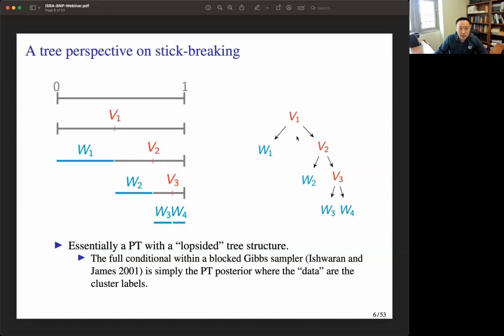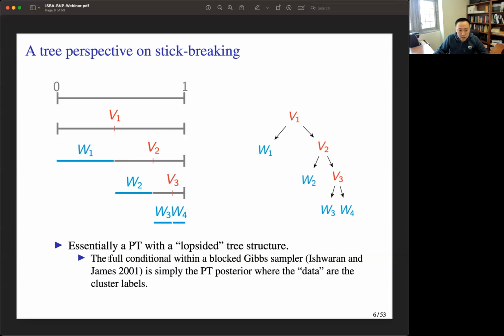Now, the interesting part is that if you view the stick-breaking from a tree perspective, it is also a tree, although it's not a symmetric tree. It's a tree that sequentially divides up the unit interval, essentially under the Ishwaran and James setup with independent beta priors.